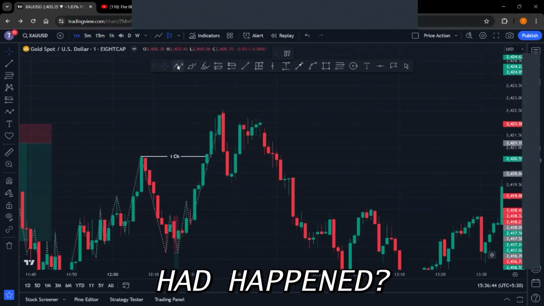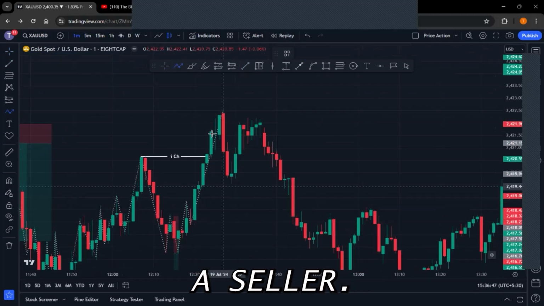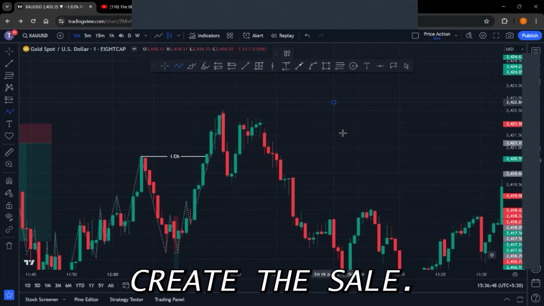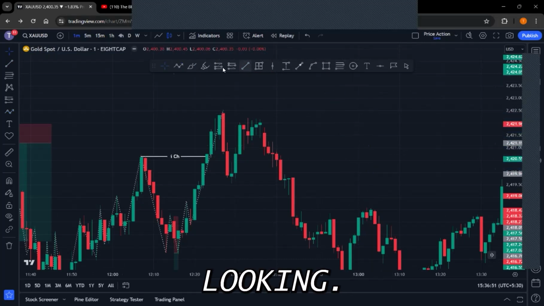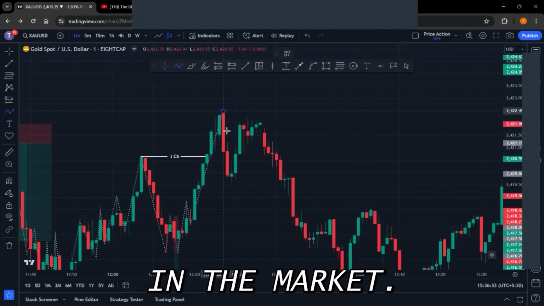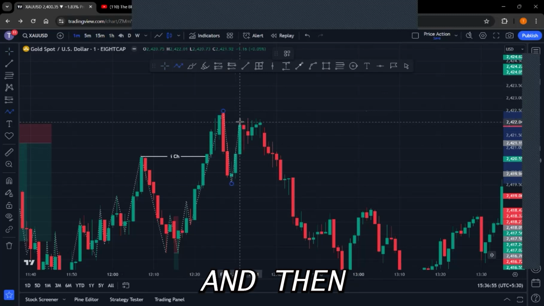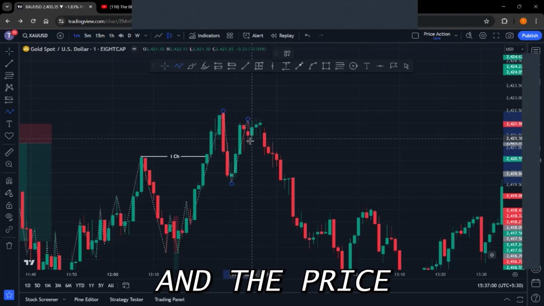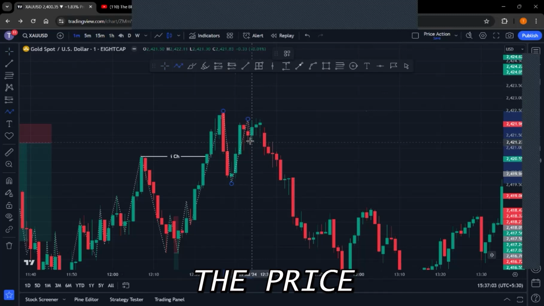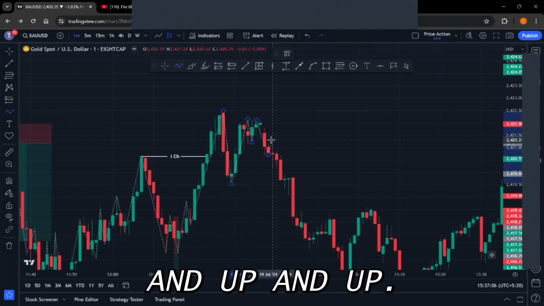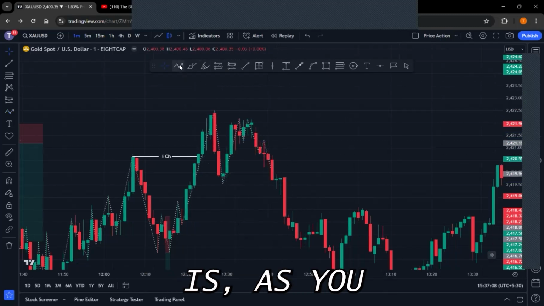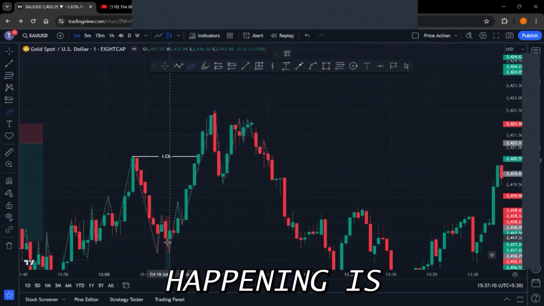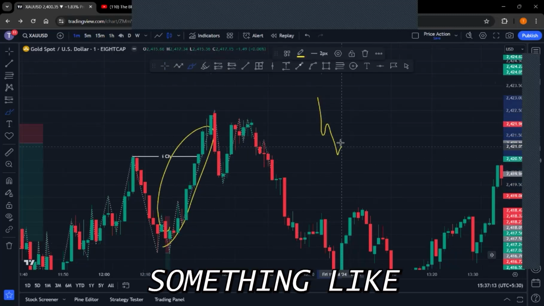So from here, what did happen? After creating this buy leg, the price needs to create the sell leg, something like this. Okay, so we will be waiting for the sell leg to happen in the market. So price created something like this, and then price created a new something like this, and then price went down. From here, the price went up, down, and up and up. Now what is happening over here is, as you can see, this is a buy leg, and sell leg is something like this, lower highs and lower lows.